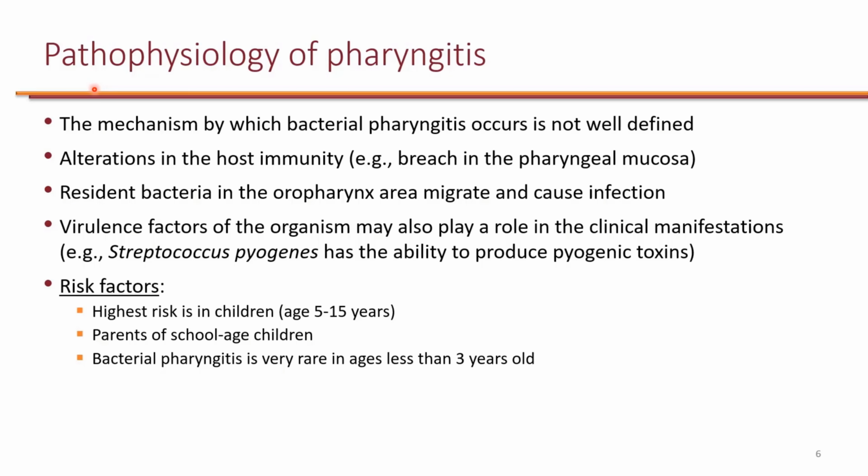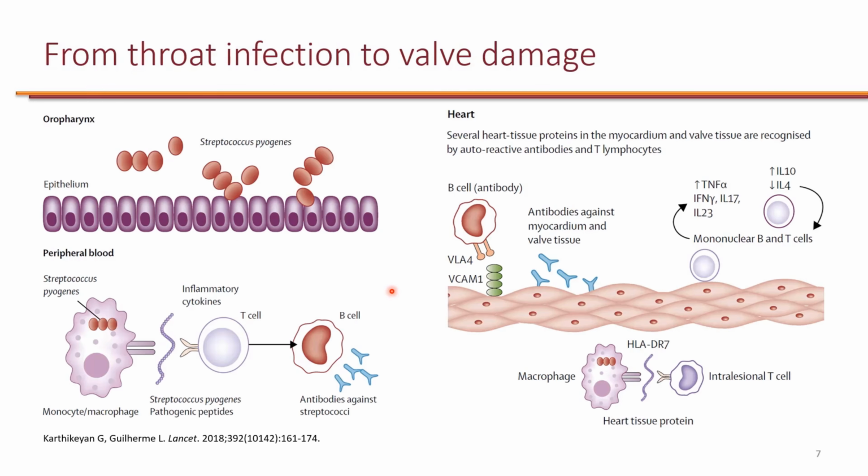When it comes to pharyngitis, the mechanism is actually not well understood. It's proposed that alterations to the host immunity allow organisms to grow in the pharynx. Although pharyngitis for the most part occurs in children aged 5 to 15, it can also occur in adults, especially in parents of school-age children, because pharyngitis is contagious. Pharyngitis is basically the infection of the pharynx, which is the throat.